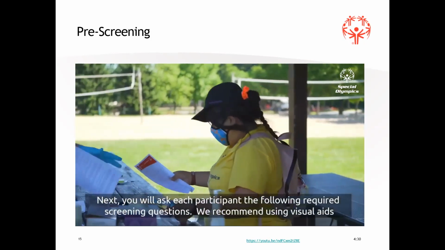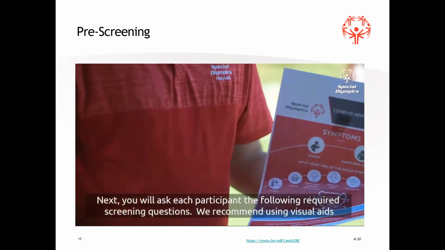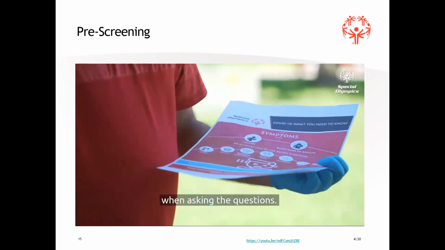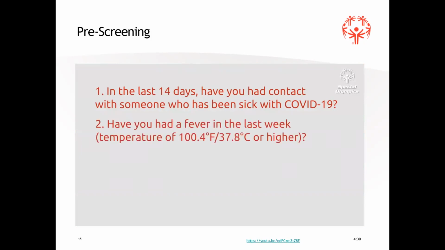Next, you will ask each participant the following required screening questions. We recommend using visual aids when asking the questions. 1. In the last 14 days, have you had contact with someone who has been sick with COVID-19? 2. Have you had a fever in the last week? Temperature of 100.4 degrees Fahrenheit, 37.8 degrees Celsius, or higher?